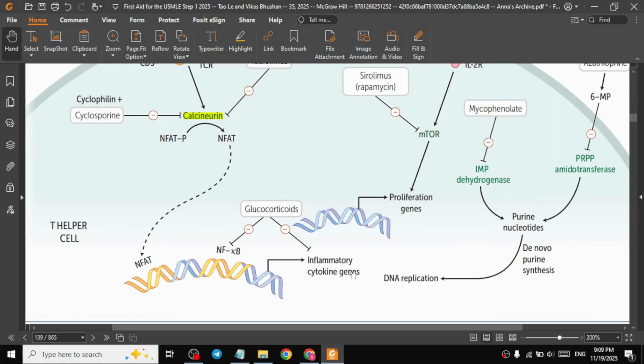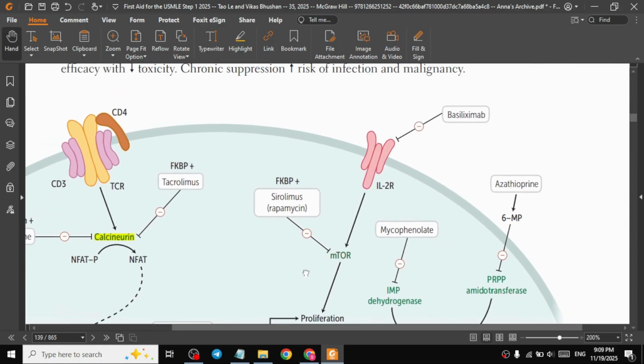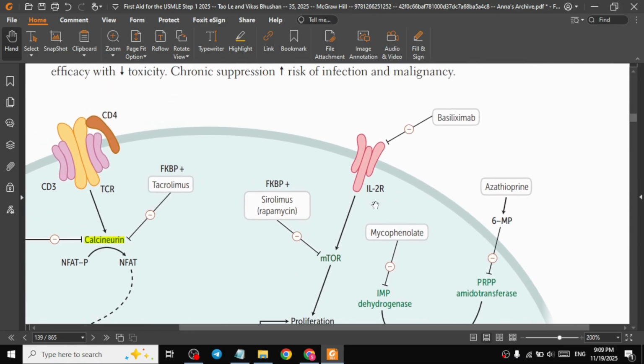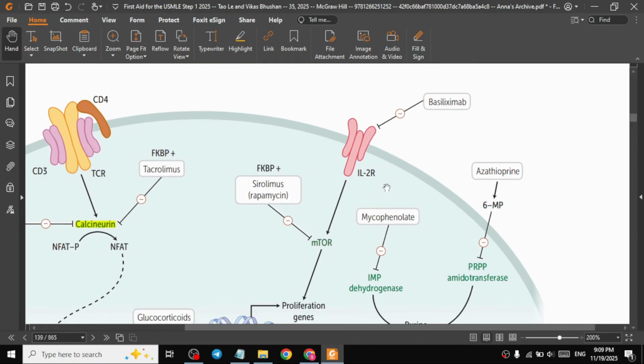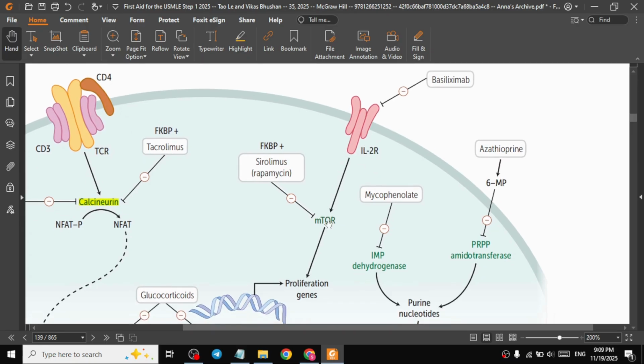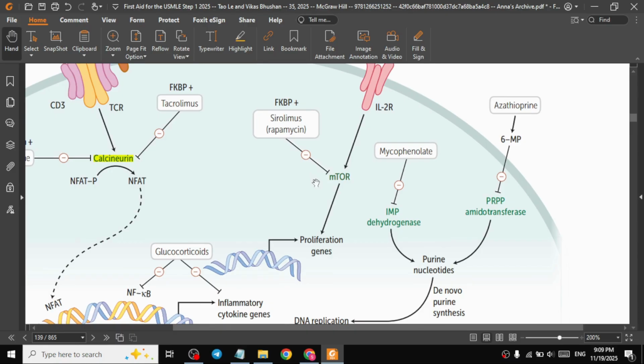So glucocorticoids are the third drug, right? Next comes looking at IL-2 receptor, right? IL-2 receptor is the on button for most of these T cells, okay? There is a monoclonal antibody called basiliximab, okay? Basiliximab inhibits IL-2 receptors, which basically doesn't allow one of these proteins to go in and cause the suppression of these, right?